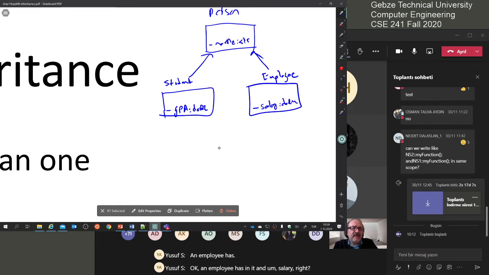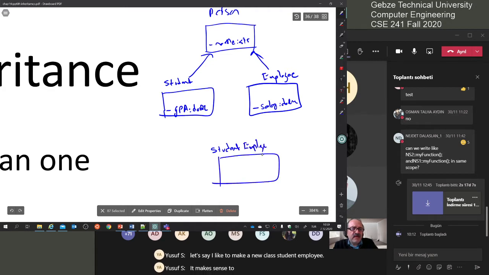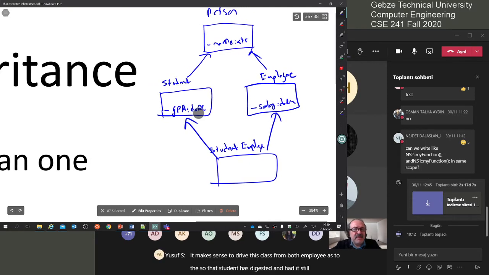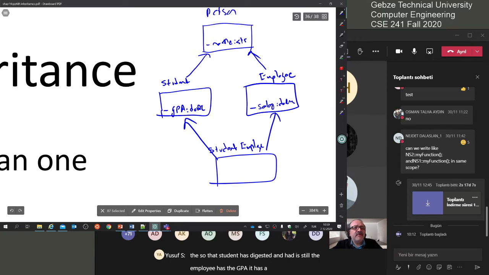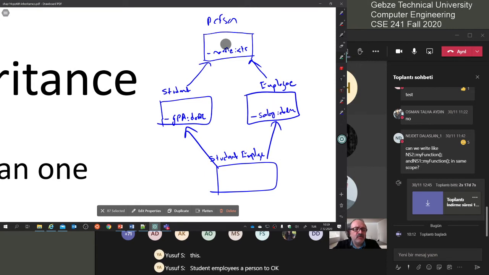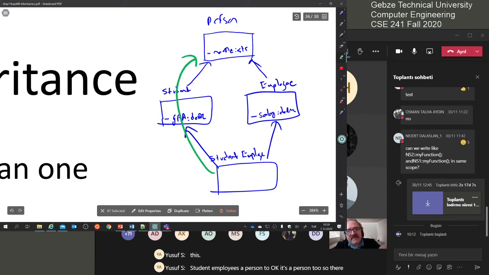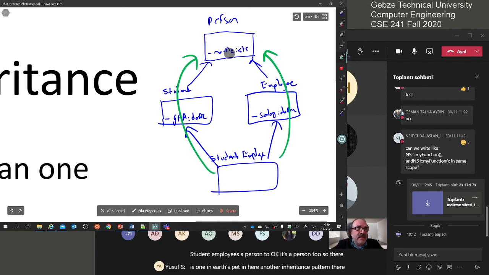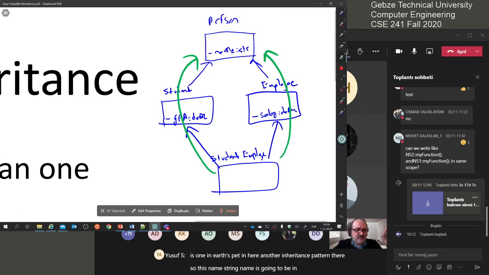Let's say I would like to make a new class, student employee. It makes sense to derive this class from both employee and student, so that student employee has the GPA, and it has the salary too. But the problem is this: student employee is a person too. So there is one inheritance path in here, another inheritance path in there. So this string name is going to be inherited twice. Not once, but 2 times.